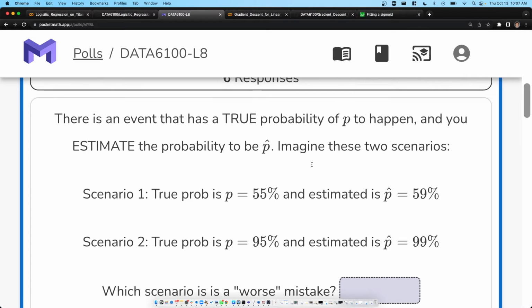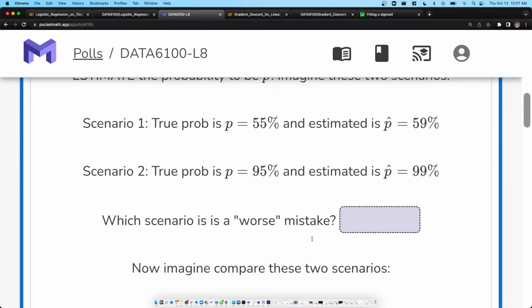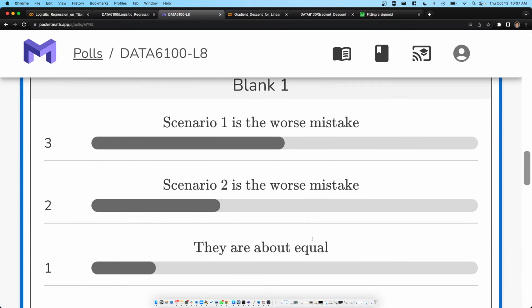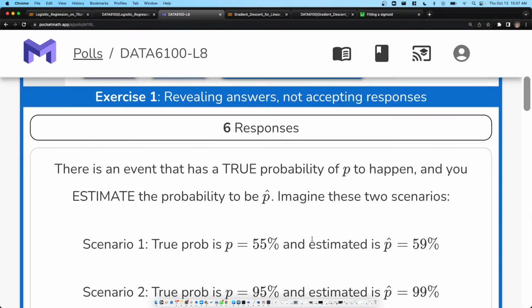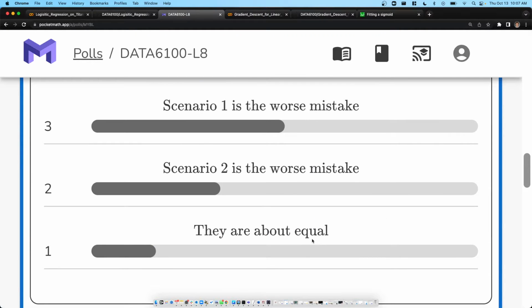Let's see what you guys said. I want to reveal the answer. Do I have to scroll to the bottom? Okay, all right. So it's pretty split. 3 people think scenario 1 is worse, that's 55 to 59. 2 people think it's 95 to 99, and 1 person thinks they're about the same.